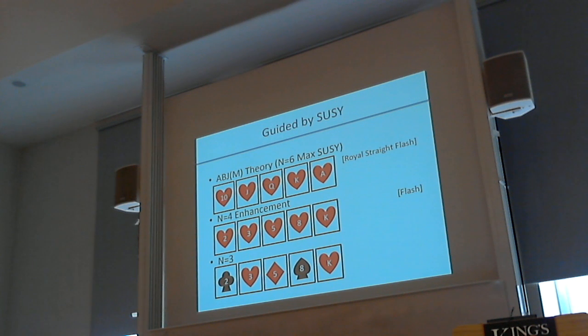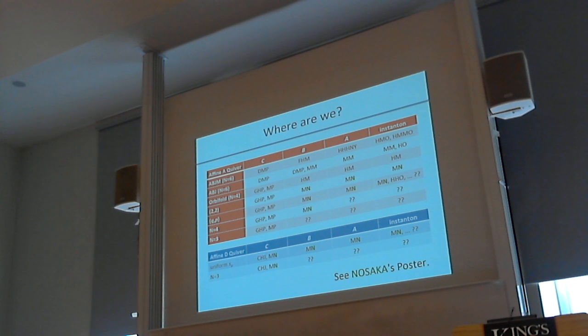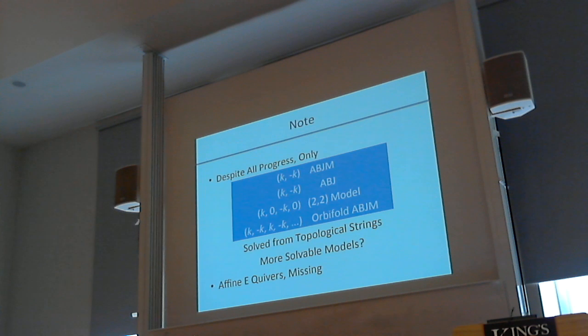So the situation is that we have the most symmetric case, and we understand ABJM theory. But for the most general case, n equal to 3, we still don't know. So we want to study the middle one by supersymmetry. So I want to tell you, unfortunately, I ran out of my time. But fortunately my young collaborator Nosaka is giving a poster today, so he can tell you more detail.